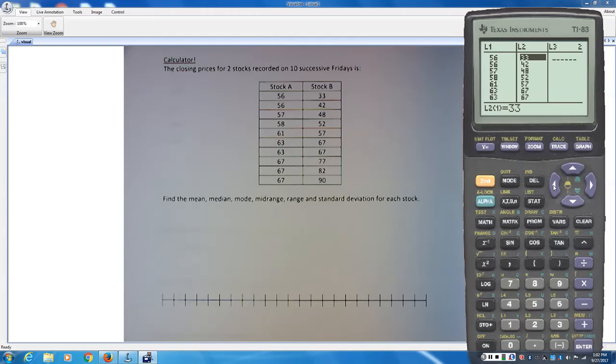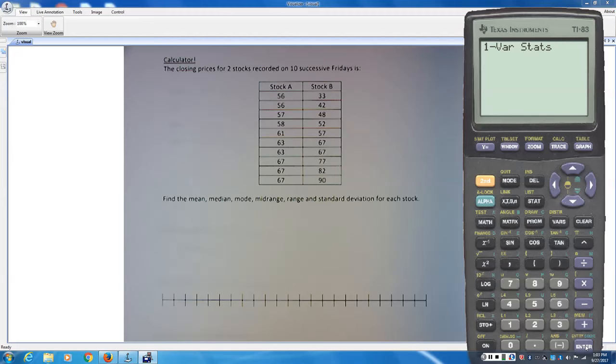So what we're going to do first is find the mean, the median, the mode, and the mid-range, and the range for both stocks. And we're also going to find the standard deviation. Okay? We're going to do all of this with 2 quick calculator routines. You're going to hit Stat. You're going to right-click to Calc. You're going to choose 1 for one variable statistics.